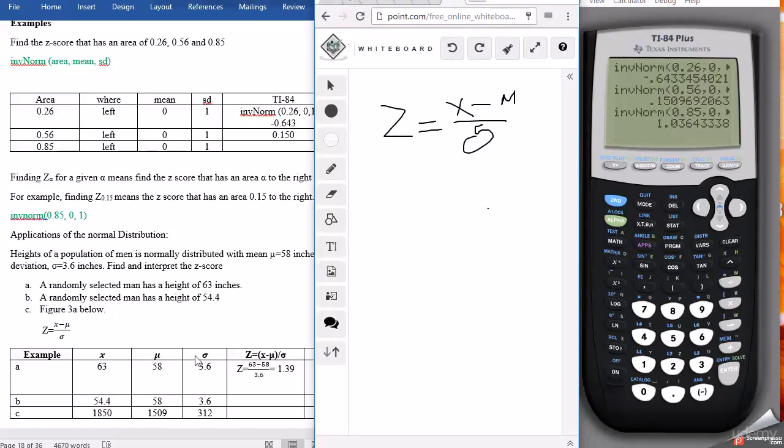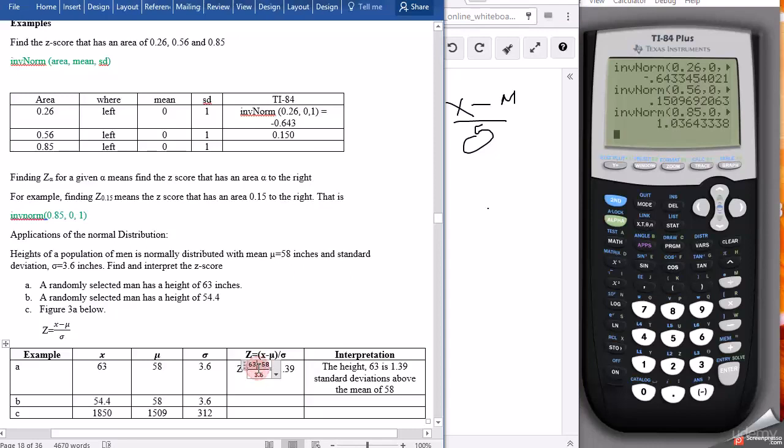So in this particular case, we just plug in. You have 63 as our x. That's what we're looking at in part A. And then we have 58 as the mean, divided by 3.6. You get a z-score of 1.39. So what does it mean? It means that this height of 63 is 1.39 standard deviations above the mean. If we get a negative, then it means below the mean.